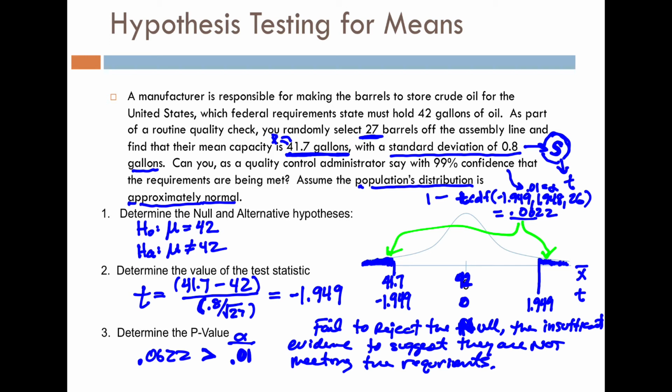In this case, we're saying, yeah, looks like our barrels are good. Our barrels seem to be holding the right amount of oil, which was 41.7 gallons. 42 gallons. Yes, our random sample of 27 barrels had a slightly different average hold, but it wasn't too far off from 42 for us to say, oh, there's a big problem here. So we can say with 99% confidence that the conditions are being met.